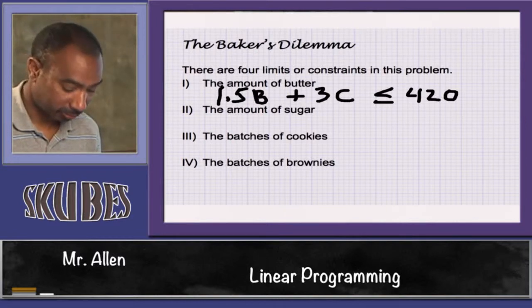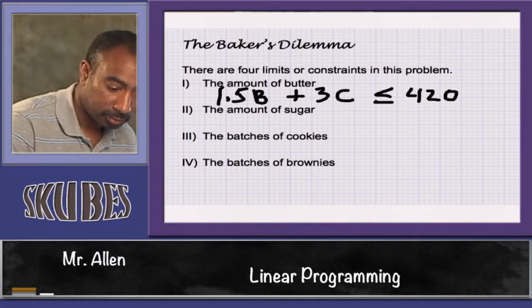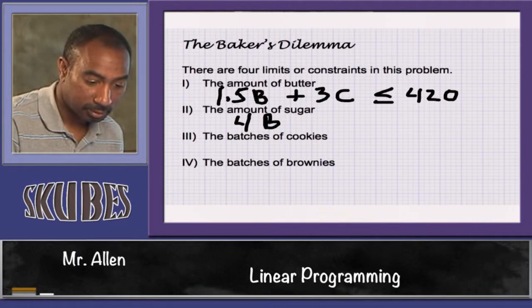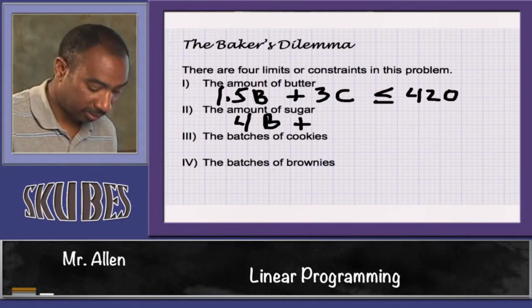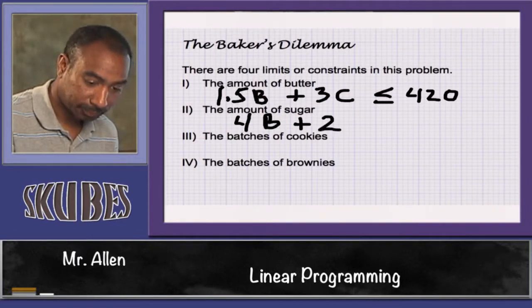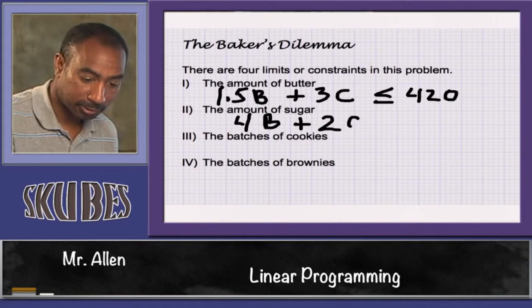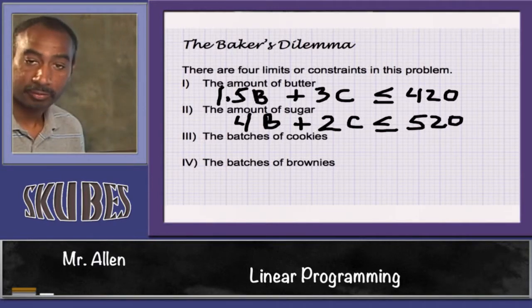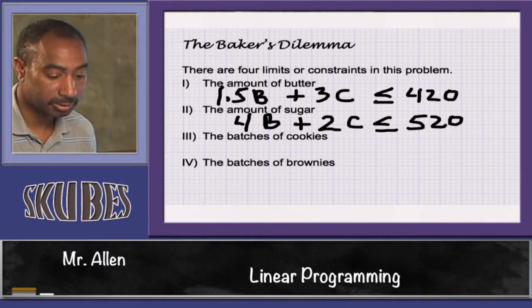Similarly, the amount of sugar. You have 4 cups of sugar per batch of brownies, and you have 2 cups of sugar per batch of cookies. And this has to be less than or equal to 520 because that's how much sugar you have left: 520 cups of sugar.